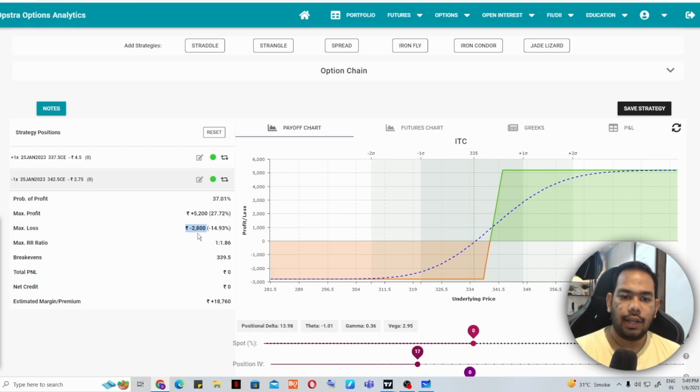Okay, but your reward will also be less. So if you take less risk, your reward will reduce a little bit there. Now here the RR is about 1:1.8. In our previous spread, which we were looking at in this example, we got 1:2 RR. Now let us look at the other example.